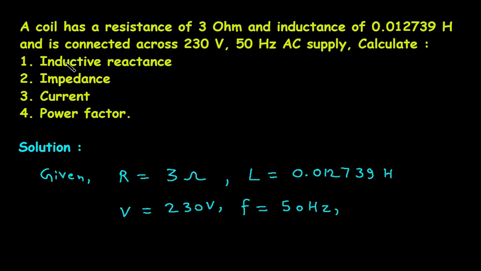Now here we have to calculate inductive reactance, that is, we have to find XL. And then impedance Z. After that, we have to find current I. And then finally, we have to find power factor, that is cos phi. So first of all, we will find XL.